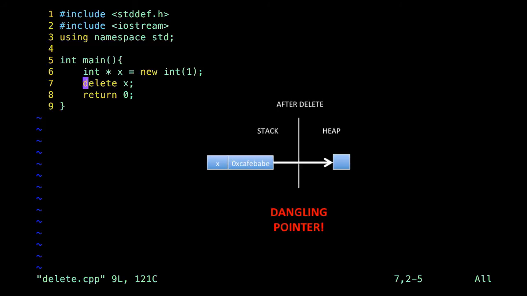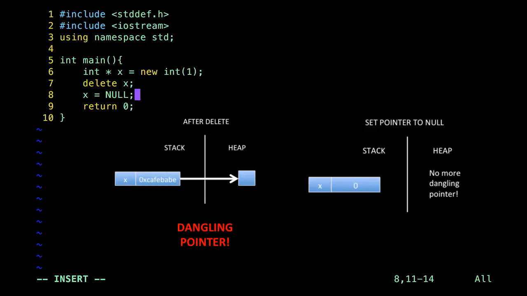So how we would fix this is after you delete a pointer, you should always set your pointers equal to null, something like this. Now, if you want to actually use null, note that you have to include this stddef library. Otherwise, if you'd rather just put 0, setting a pointer equal to 0 or a pointer equal to null is the same thing.